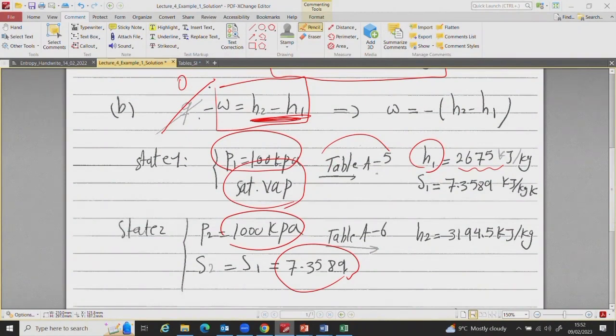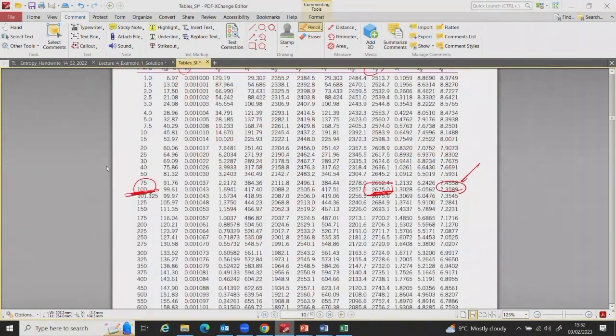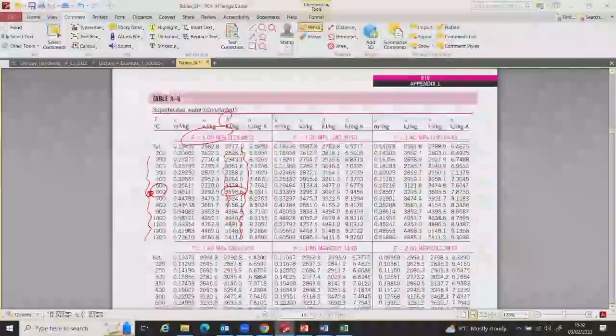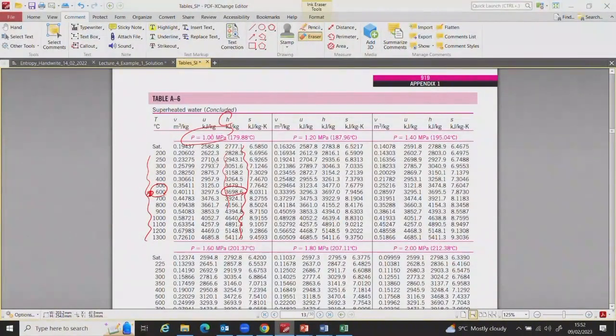Okay? Now, 1 megapascal, 7.3. So I go to superheat. This is 1 megapascal, 7.3 is somewhere between these two guys. So it's going to be somewhere between these two H. What do you need to do? Interpolate. Exactly.